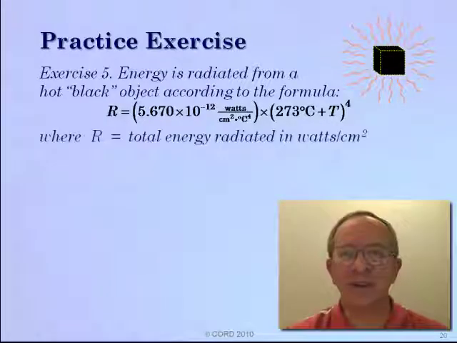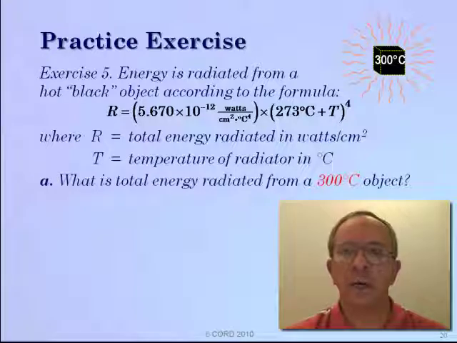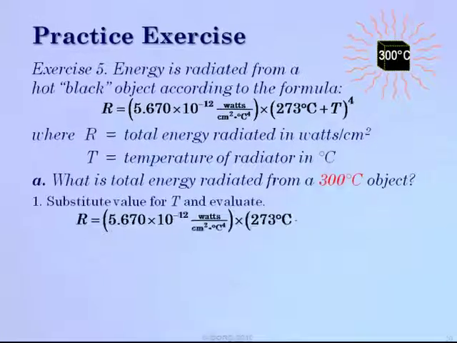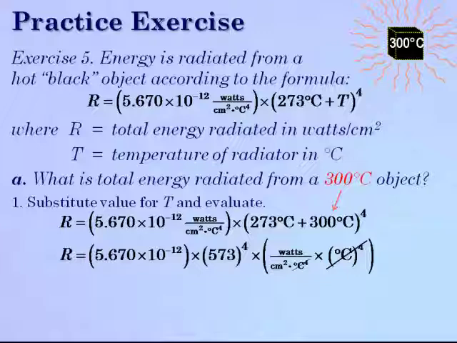Exercise 5 gives us a formula for calculating the energy from a black body or a black object. It's radiating total energy R at a temperature T in Celsius. What's the total energy radiated then from a 300 degrees Celsius object? Well, we substitute the values for T and evaluate. So we put the 300 into the formula, and now we have to add these two things and take them to the fourth power. So here's the value to the fourth power, and here are the units all pulled out.